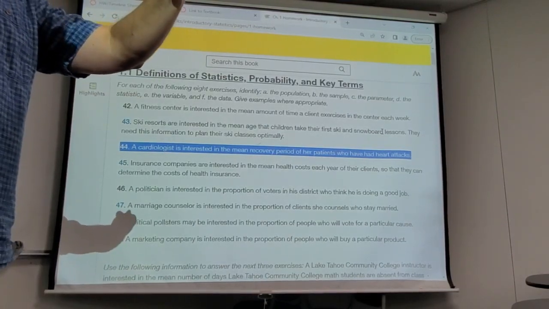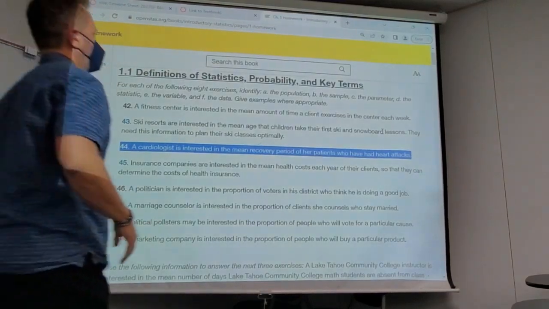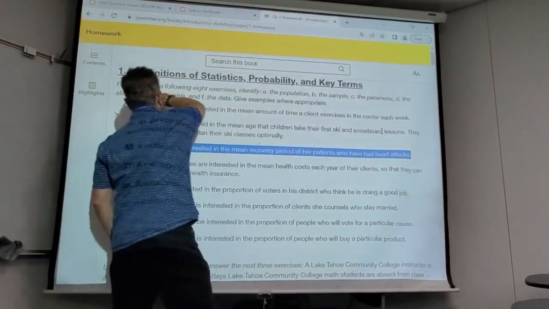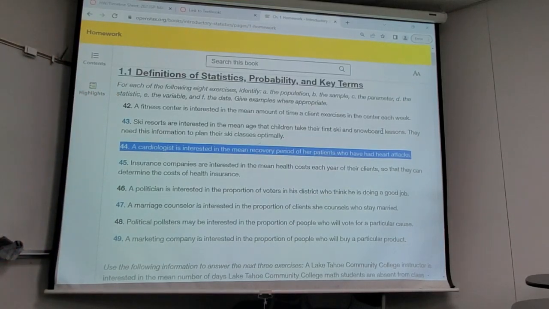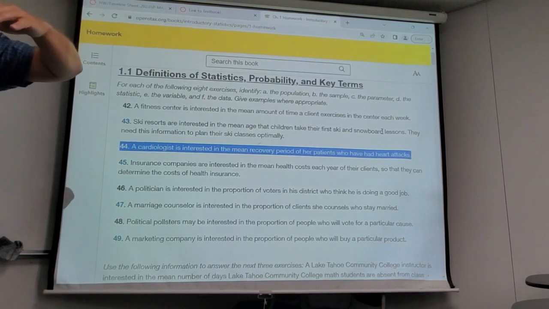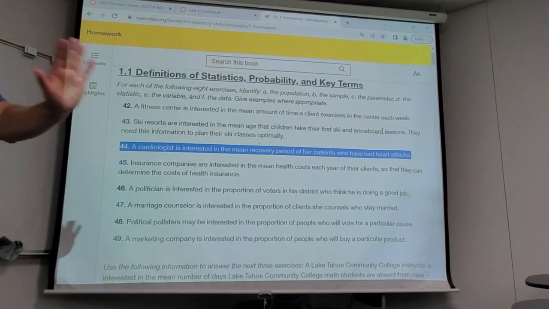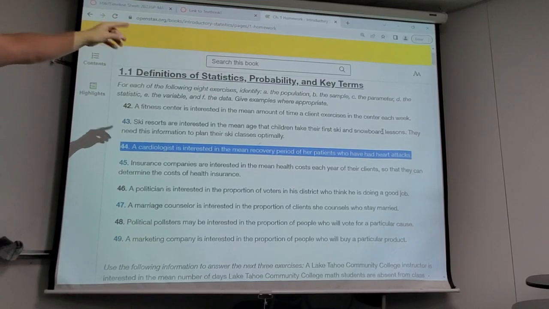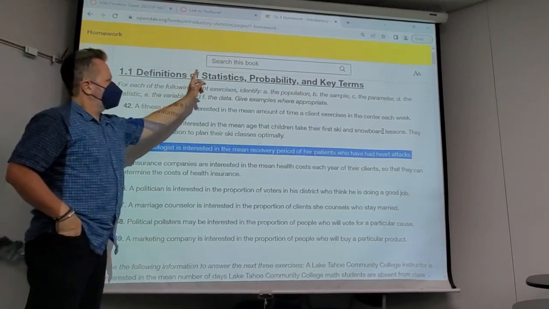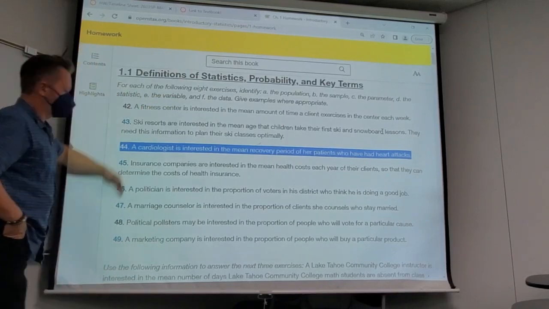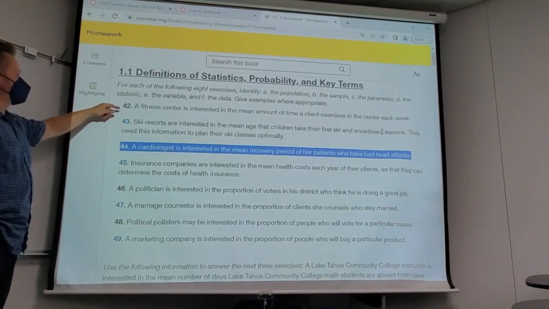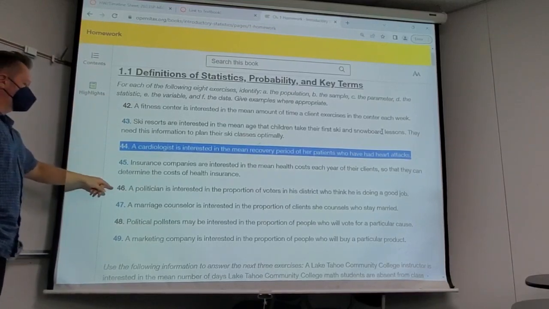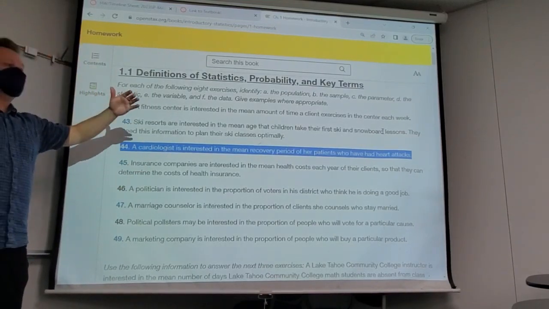Is everybody with me? A parameter and a statistic both say the same thing, just about different groups. They're both a numerical description of a group. Parameter, population; statistic, sample. The reason this section trips people up is they don't realize you have to answer A, B, C, D, E, F for all of these. They'll turn it in and say 42 is A and 46 is B. No, you have to tell me each thing.